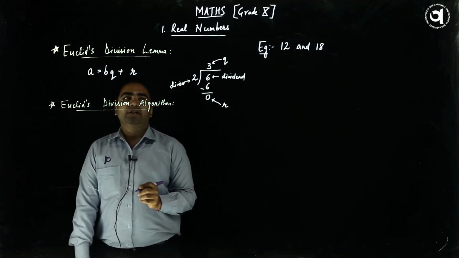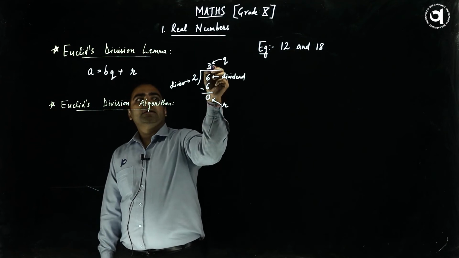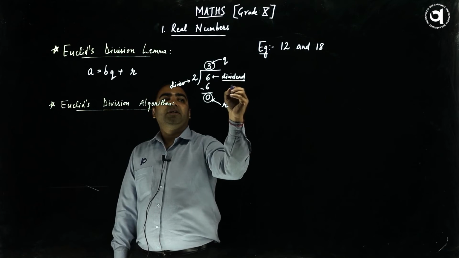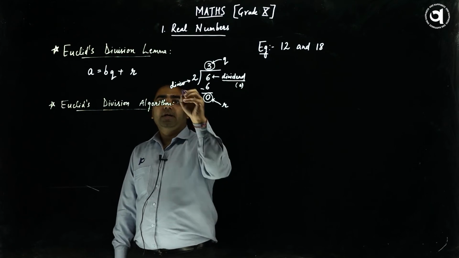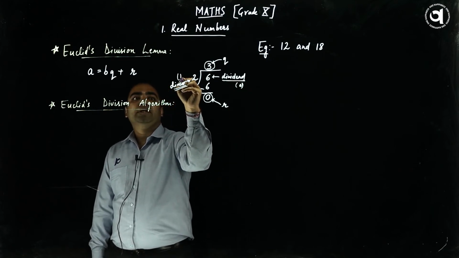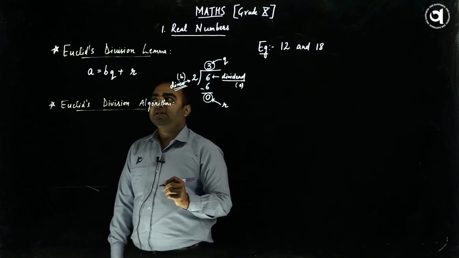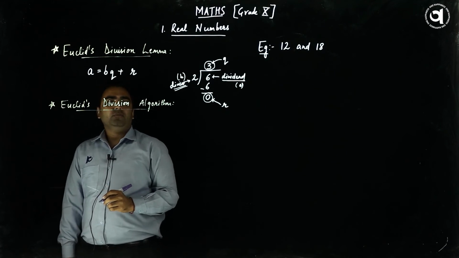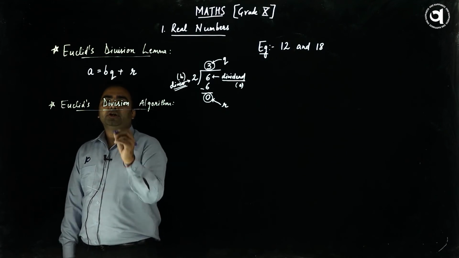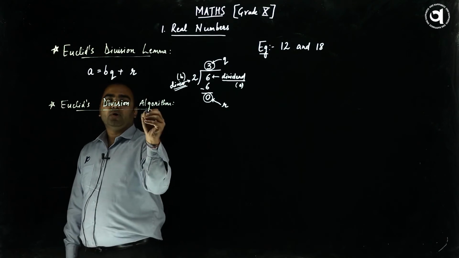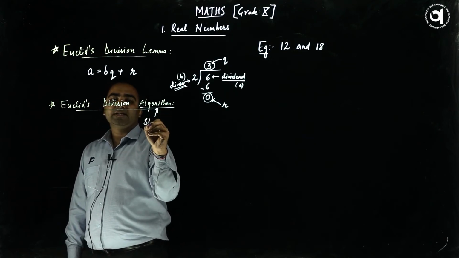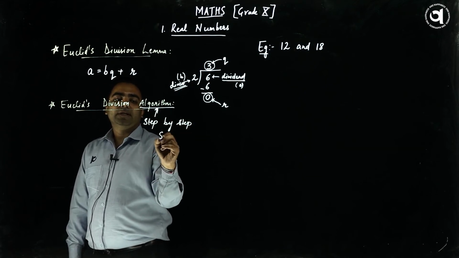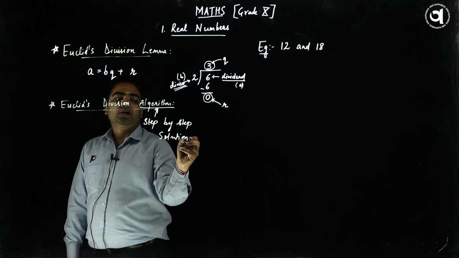The same thing Euclid has also applied, and he said this number is the quotient, this number is the remainder, this inner number, the dividend, he has shifted to A, and this outer number is said to be B. So here he has taken this as the condition A equals to BQ plus R. Now by using this he has given Euclid's division algorithm. Now what do you mean by algorithm? It is a step by step solution. Whatever solution we write step by step, that is said to be Euclid's division algorithm.